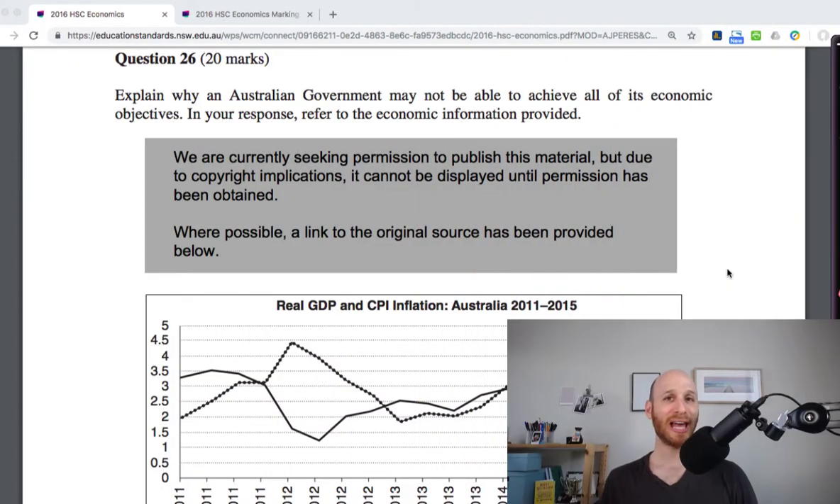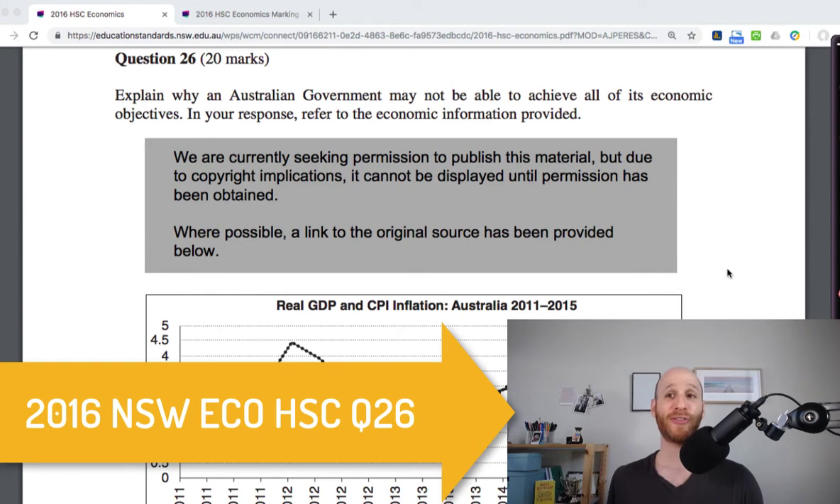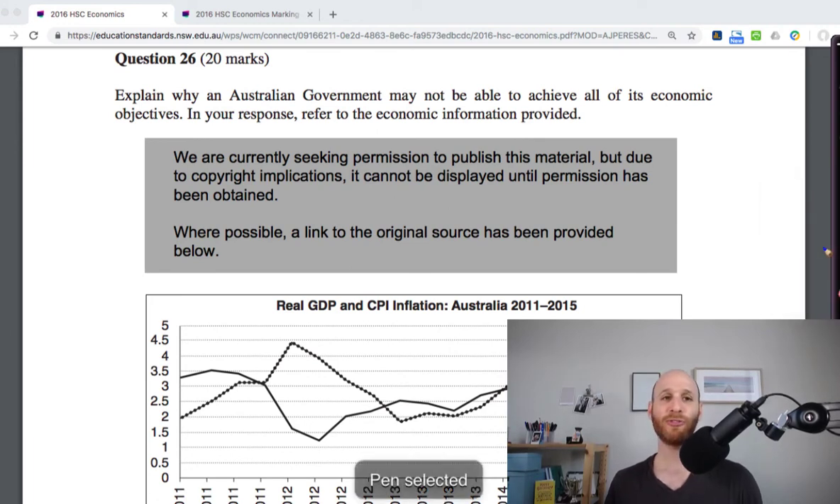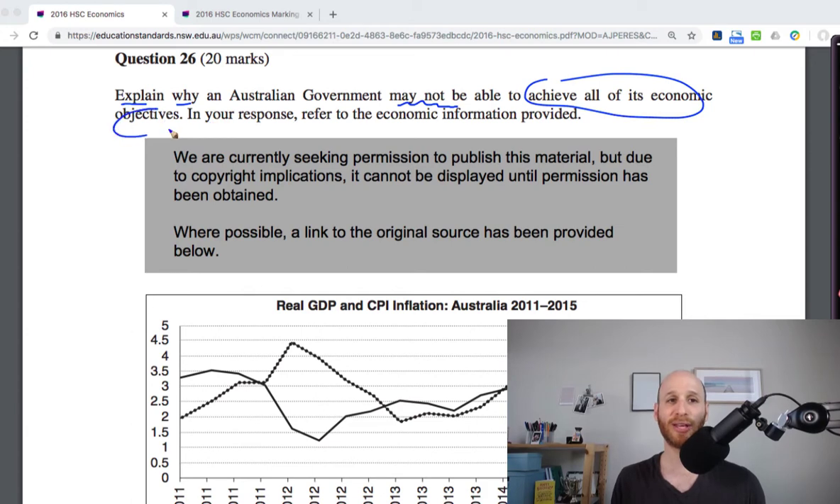So let's have a look at a question and how a marker would examine it. To do that, let's have a look at the 2016 Economics HSC and we'll look at question 26, worth a big 20 marks. The question reads, explain why an Australian government may not be able to achieve all of its economic objectives, and refer to the economic information. Keep this in mind or write down the question if you need.